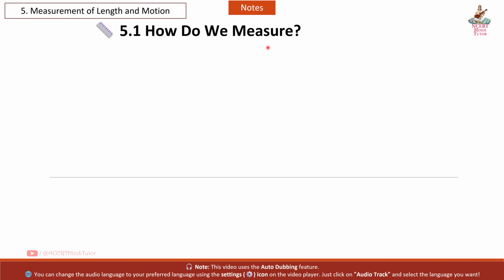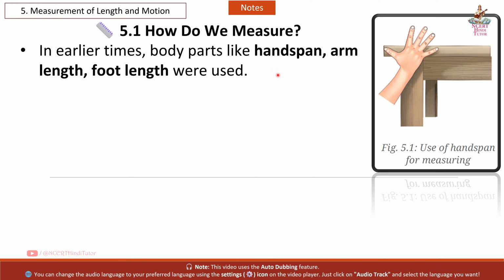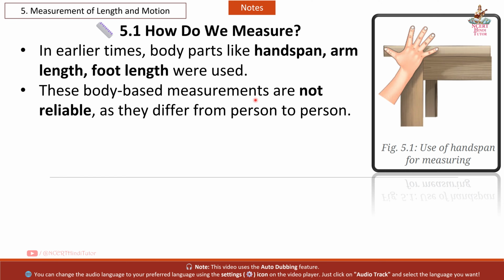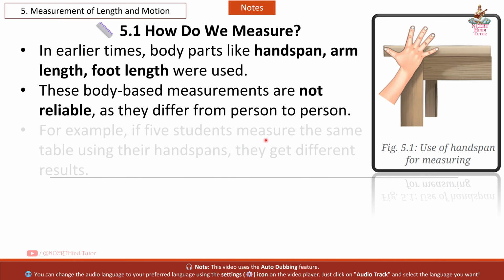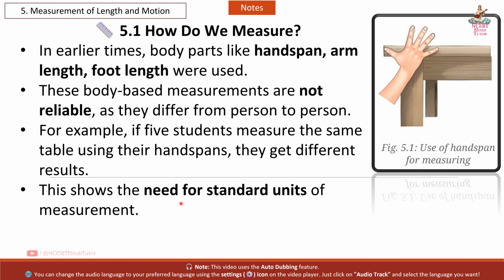5.1 How do we measure? In earlier times, body parts like handspan, arm length, foot length were used. These body based measurements are not reliable as they differ from person to person. For example, if 5 students measure the same table using their handspans, they get different results. This shows the need for standard units of measurement.